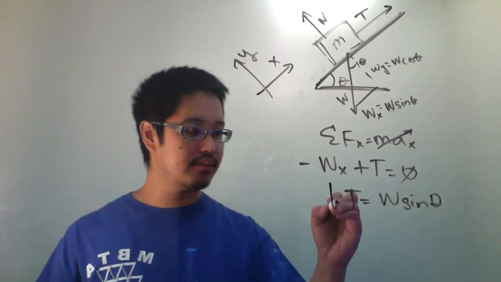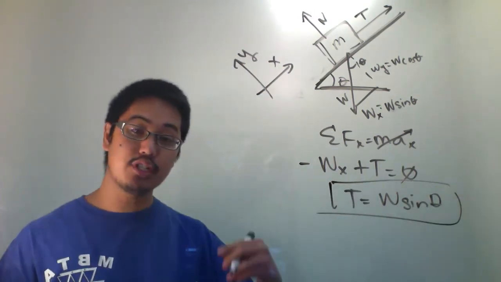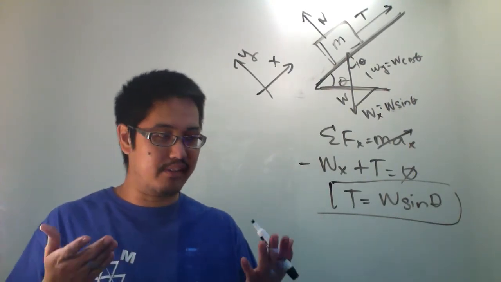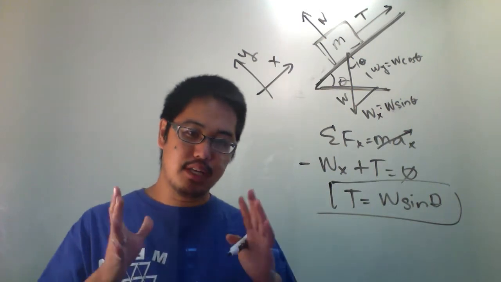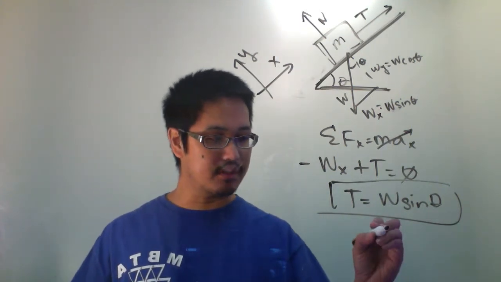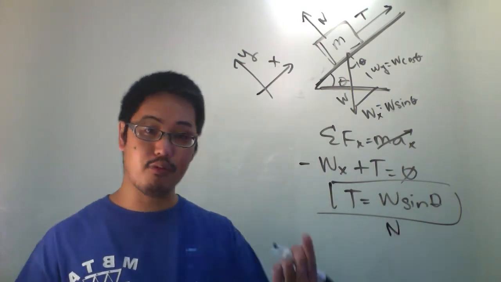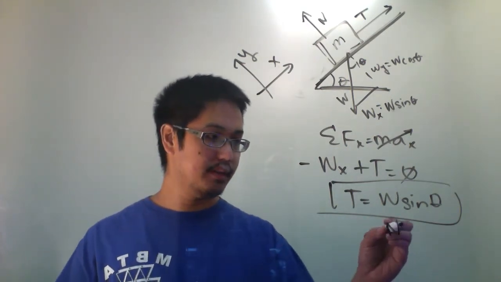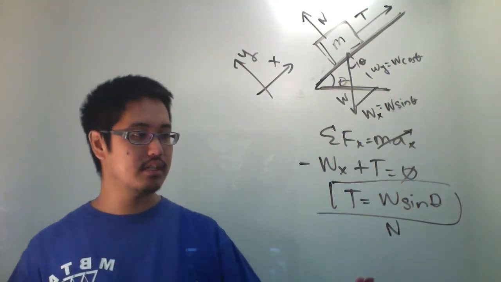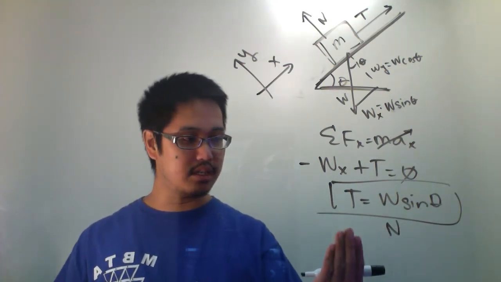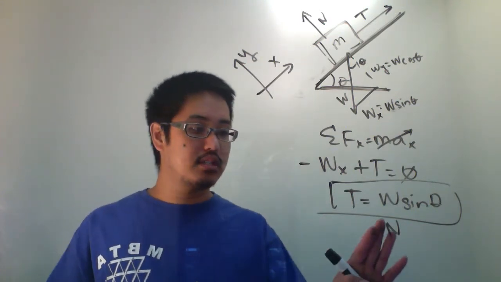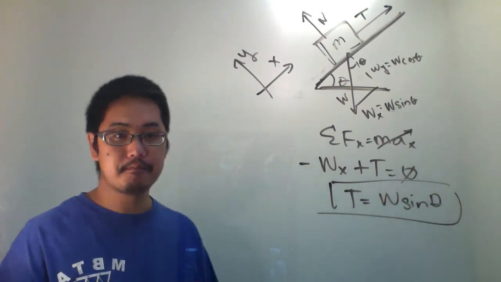That's my answer. Now I'm going to check to see if we're spot on. The units for W is in newtons. It's a force, right? The units for sine of theta, that is unitless, so it has no units. So I'm saying that tension is going to be measured in newtons, which is good because tension is a force to begin with. So the units work out, right?